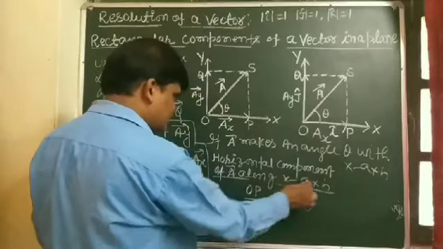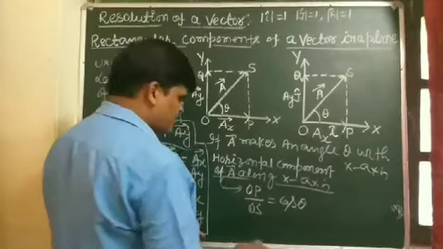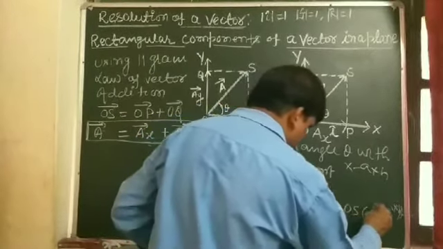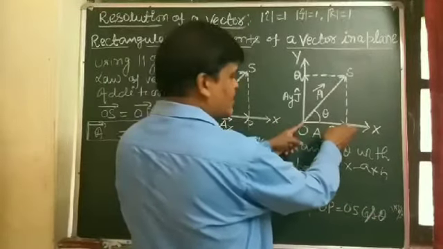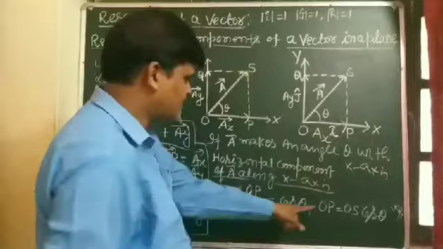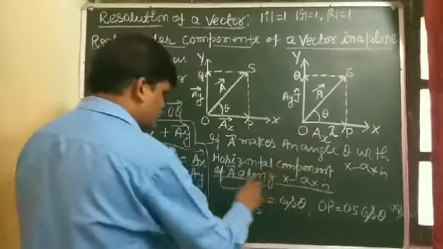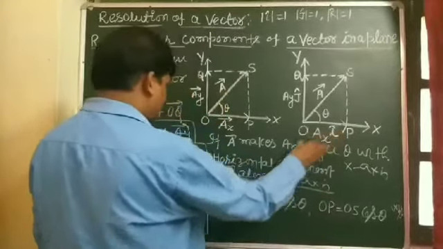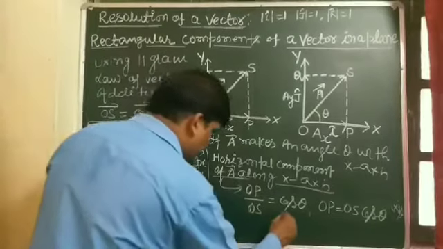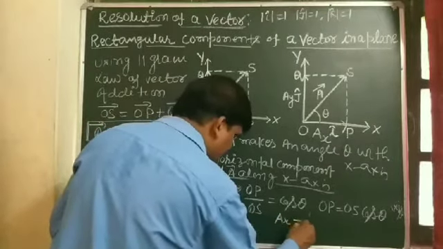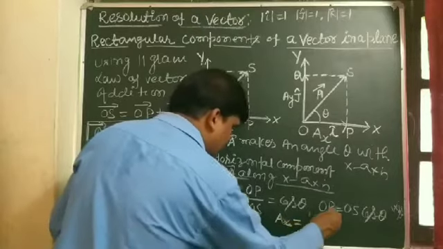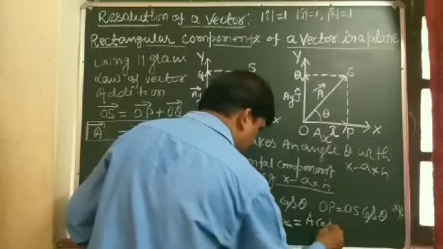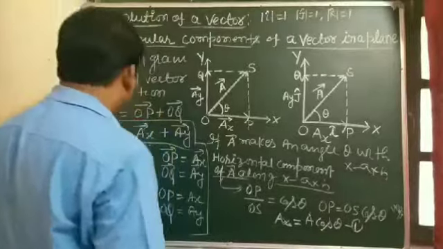So OP can be written as OS cos theta, and OP is the horizontal component of A, that is AX. So AX can be written as OP, and OS is the magnitude of vector A. So AX equals A cos theta. This is equation 1.